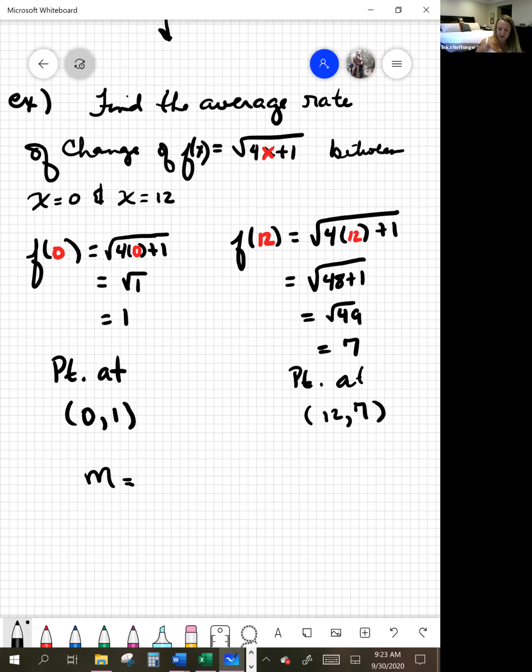So finding the slope between the 2 points. So the change in our y value, so 7 minus 1, all over 12 minus 0. So we have 6 over 12, or 1/2. So the average rate of change between those 2 points is 1/2.